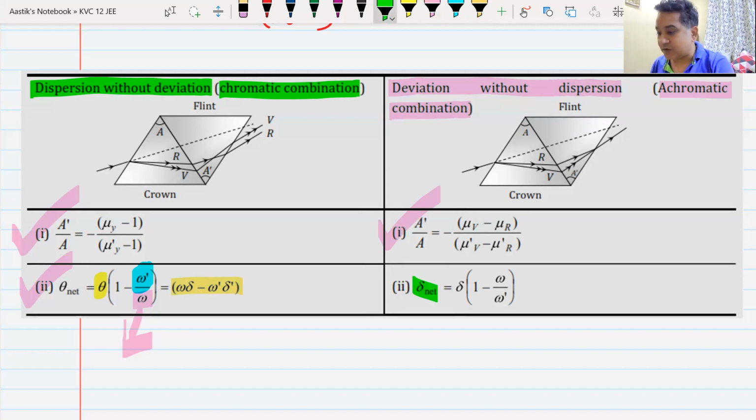This is the formula for the net deviation. If you can remember this formula well, you should be able to solve the question quicker than others. If not, you can still solve it, but it will take some time. So you can write these two formulas and then we can move on and solve some questions. I'll give you 2 minutes to do this.